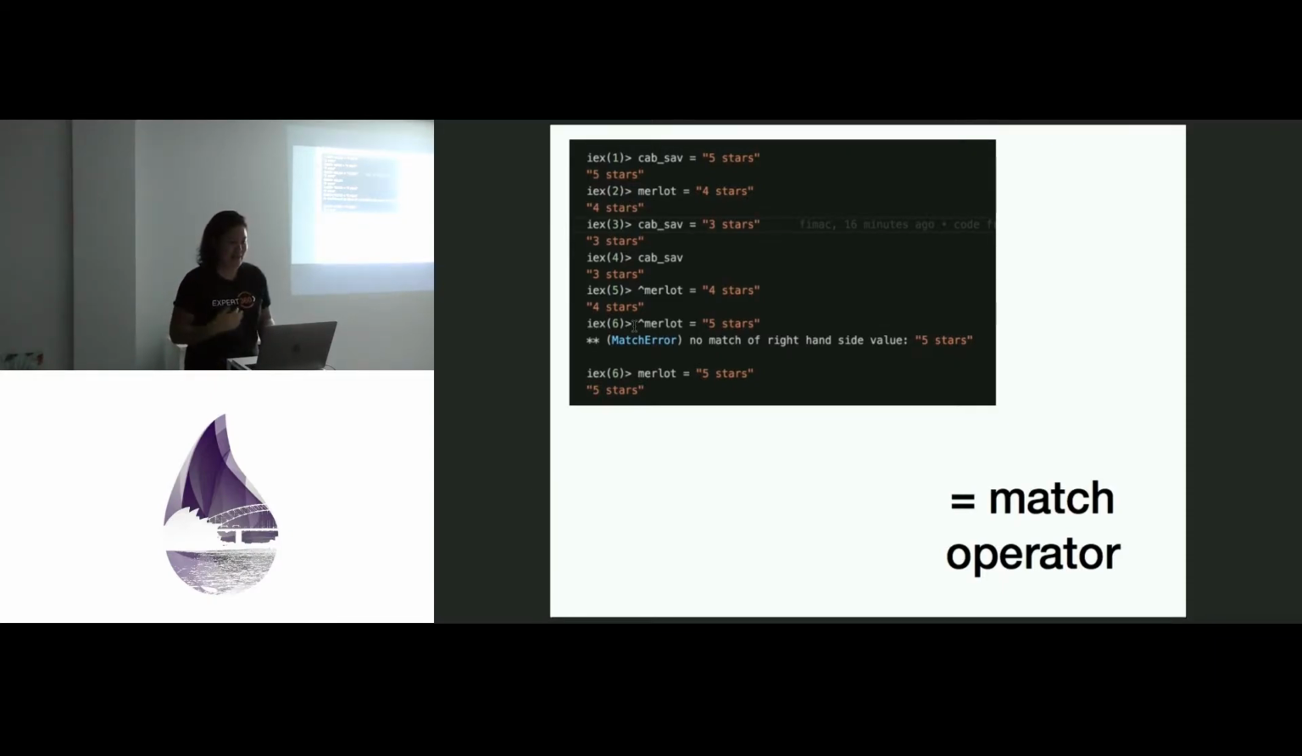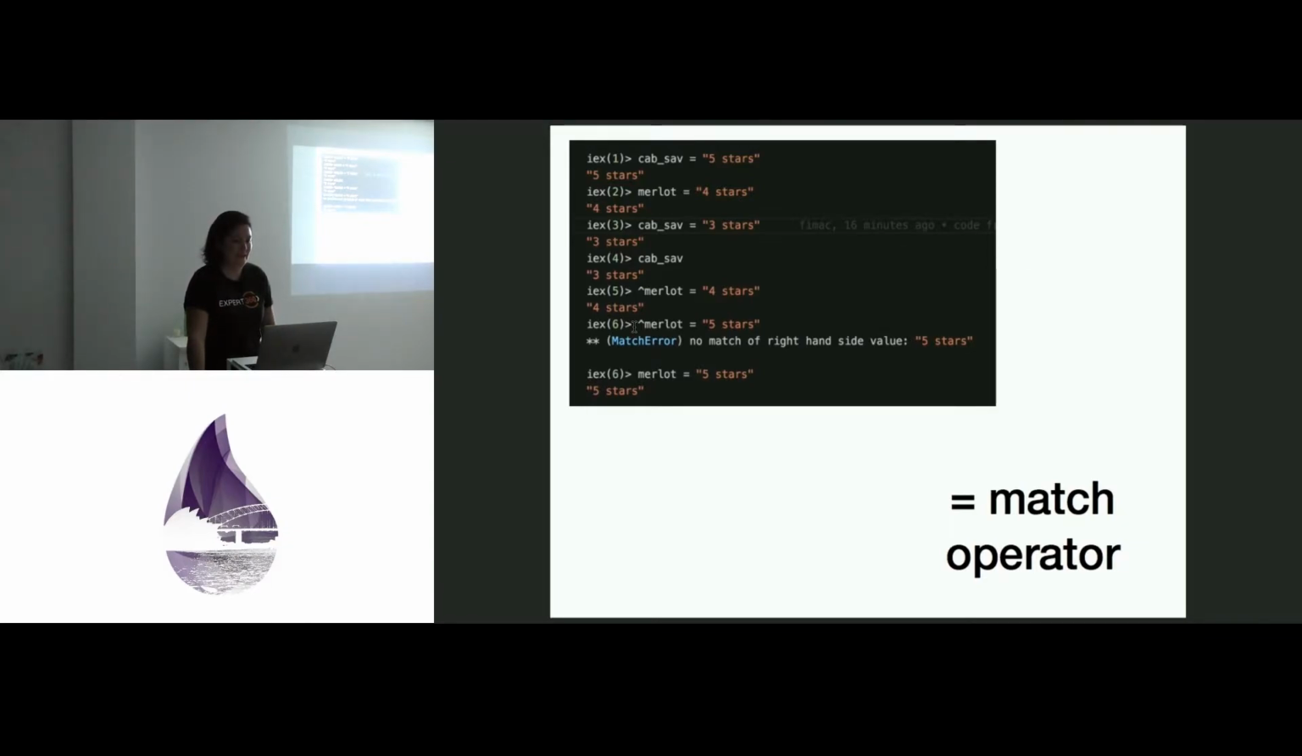So I write cabsav equals 5 stars. Okay, my variable cabsav is 5 stars. Merlot, 4 stars. Okay, that's found the value. But then I've gone cabsav 3 stars, and it lets you rebind a value to the variable, which I found interesting, but not too concerning, I guess.